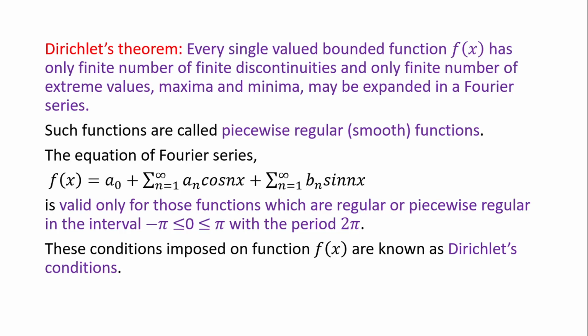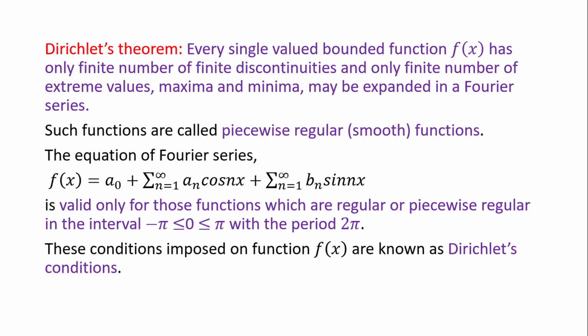We have the expression for the Fourier series as f(x) equal to a0 plus summation n equal to 1 to infinity an cos nx plus summation n equal to 1 to infinity bn sin nx, and it is valid only for those functions which are regular or piecewise regular in the interval minus pi to plus pi with period 2 pi.